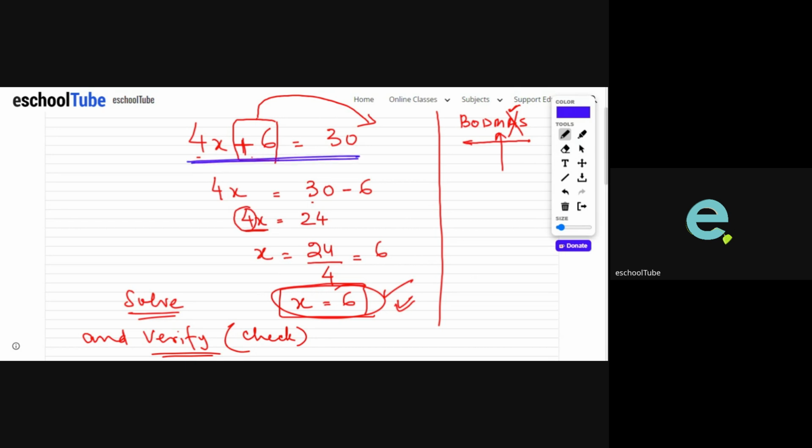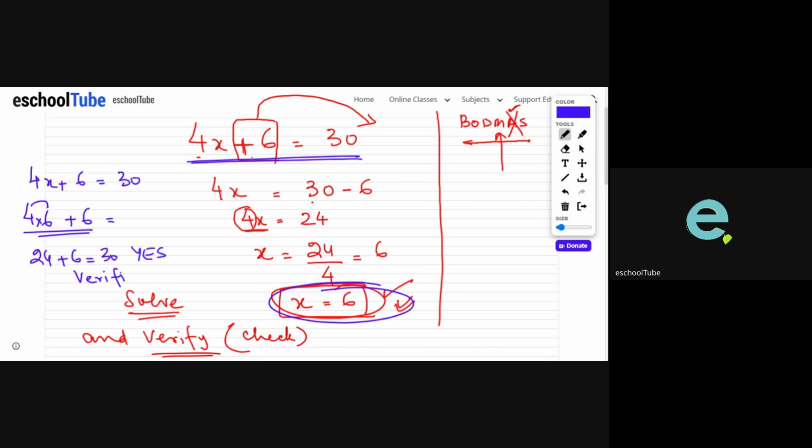So this equation is 4x plus 6 is equal to 30. Now x you have found equal to 6. Now you put the value of x as 6. So 4 multiplied by 6 plus 6. Now you check whether this is equal to the right hand side. 4 sixes are 24 plus 6. Yes, this is equal. So at the end, you can write verified. That means, yes, you have checked that your x equal to 6 is correct.